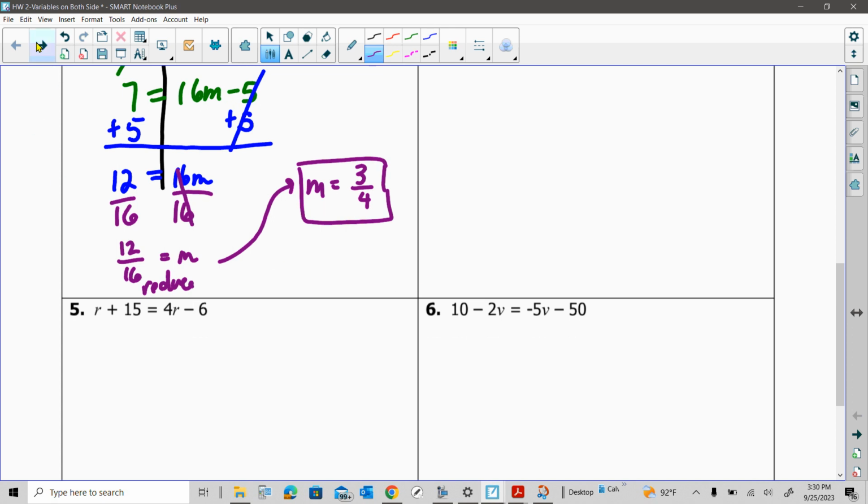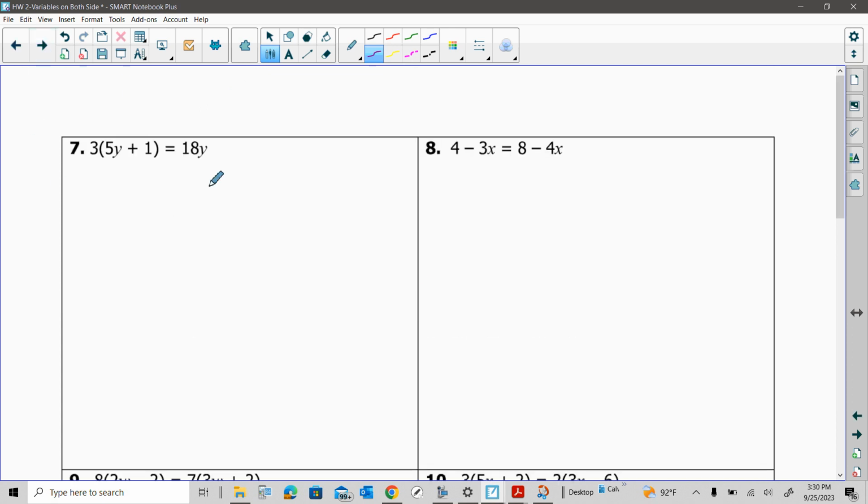When you get to the back, now we have parentheses. So now you'll have some distributing, and you will have some combining like terms on the last couple. So still balance your work here. Draw your line. The first step here is to distribute by that 3. So 15y plus 3 equals 18y.